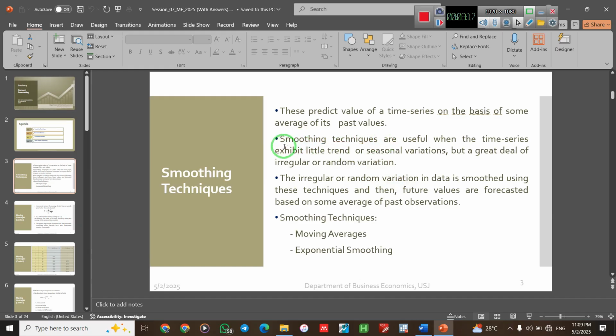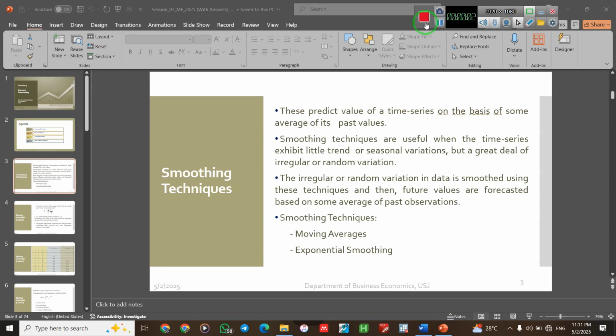In the lecture slide it says smoothing techniques are useful when the time series exhibits little trend or seasonal variation but a great deal of irregular or random variation. The irregular or random variation in the data is smoothed using these techniques, and then future values are forecasted based on some average of past observations. So by using this smoothing technique we can avoid those irregular or random variations, smooth the data and reliably forecast what the sales will be, or whatever we are forecasting.